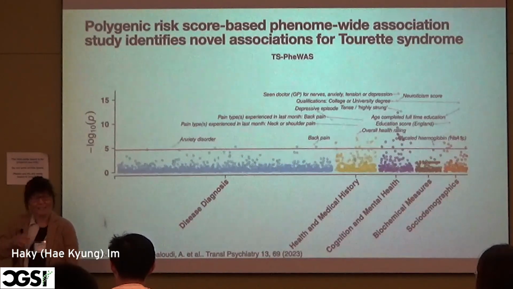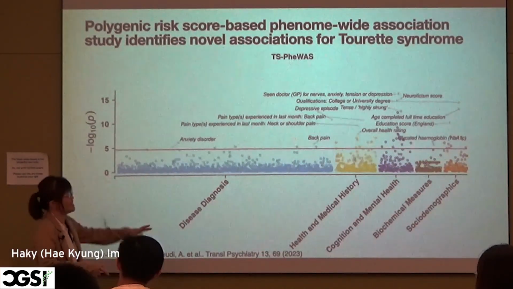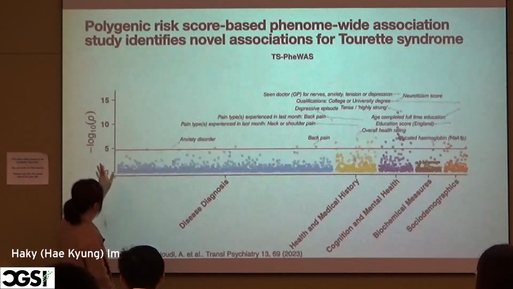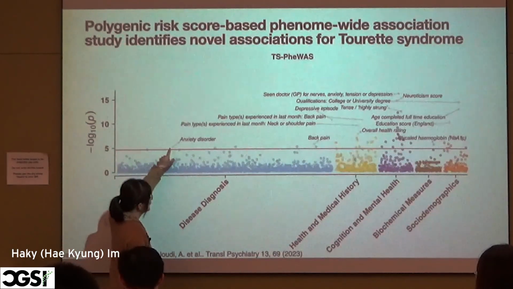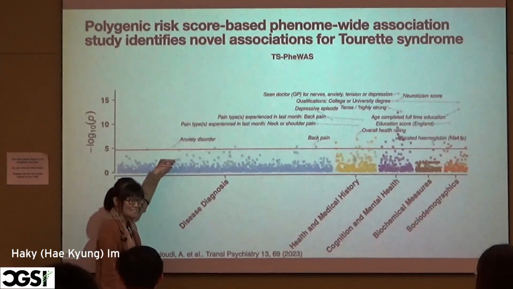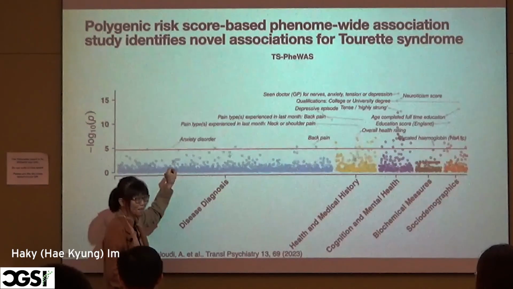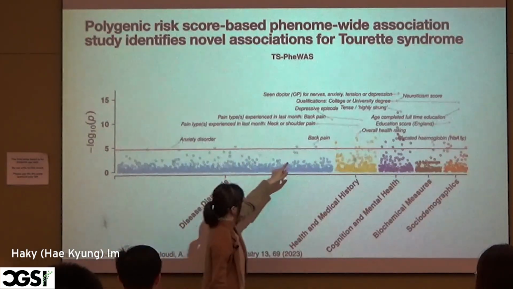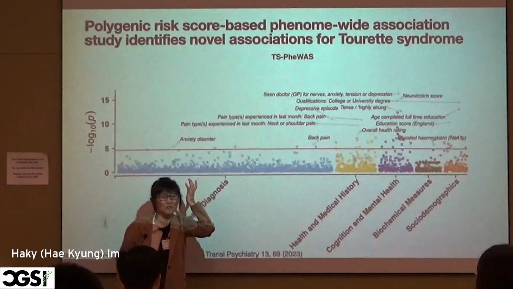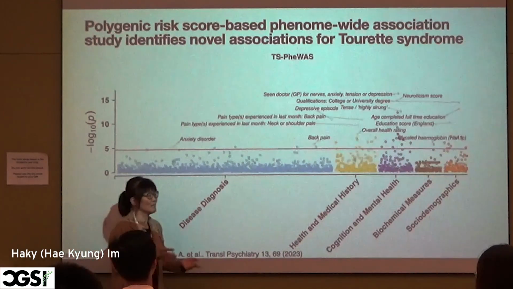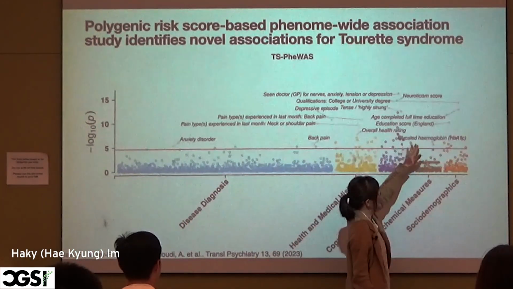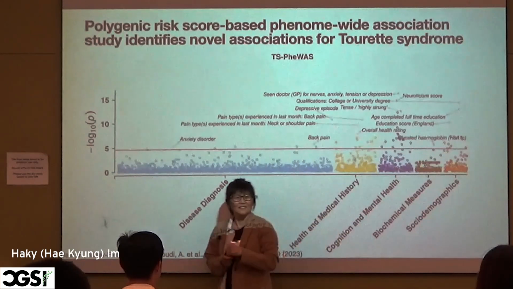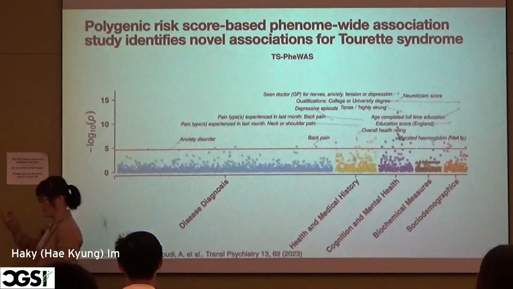Okay, so I'm motivating where I am going, right? This is another FWAS, and they find Tourette syndrome associated with anxiety disorder. When it's this close to significance, I start becoming a little bit more skeptical. Back pain, Tourette syndrome, I don't know. You can start making up stories, but HbA1c, does Tourette syndrome have to do something with diabetes?